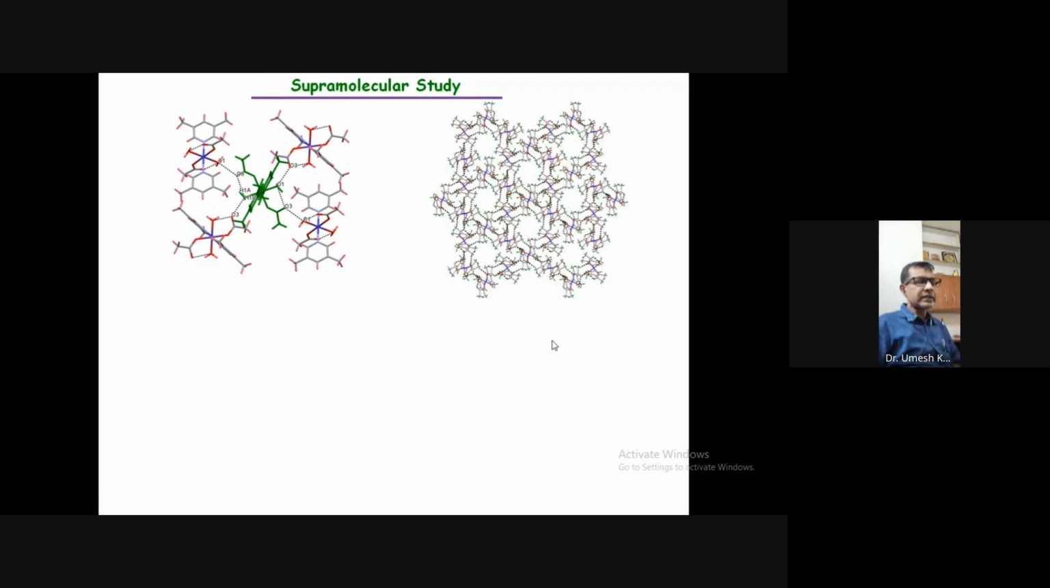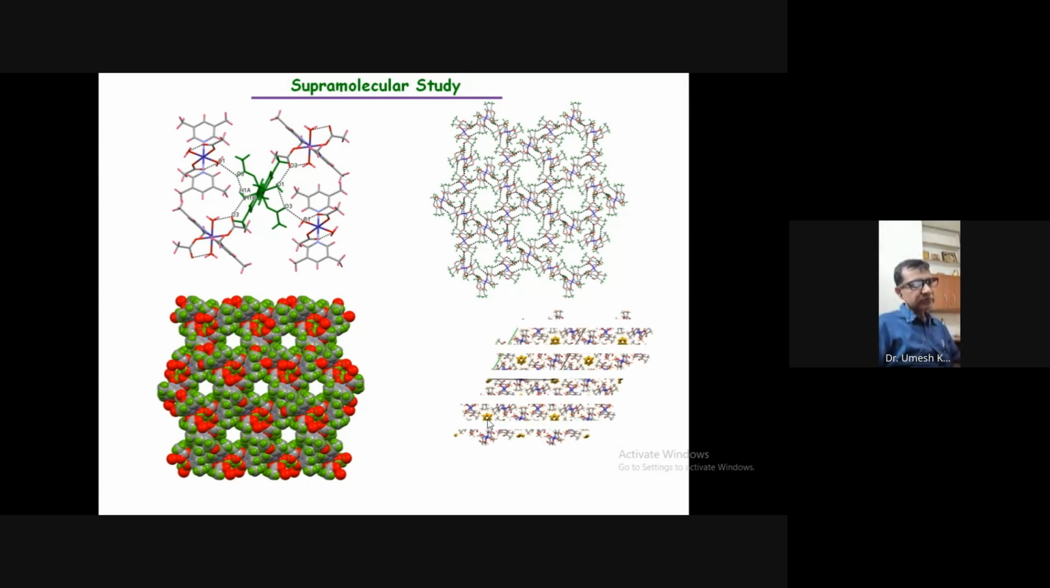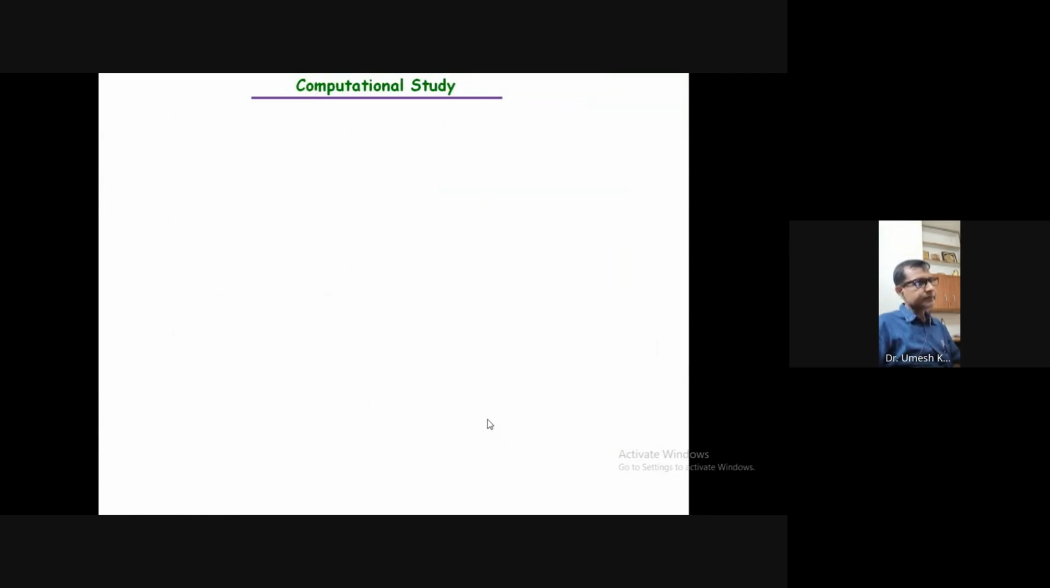Then we looked at the supramolecular view of these complexes along the C axis. The molecules grow like this, in the C direction. This is the space-filling model for the compound, and we can see hexagonal holes within these molecules. So this compound, as a molecular complex, is very porous in nature because it has a porous structure within the molecules. The surface analysis was also done with the crystal lattice of these molecules along the C axis.